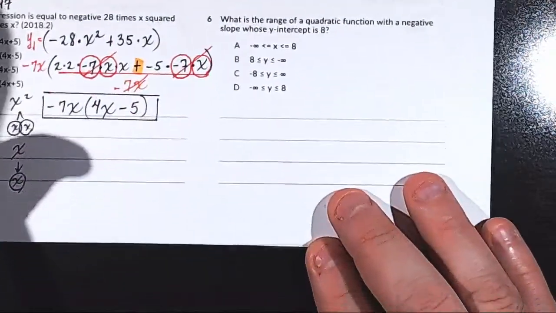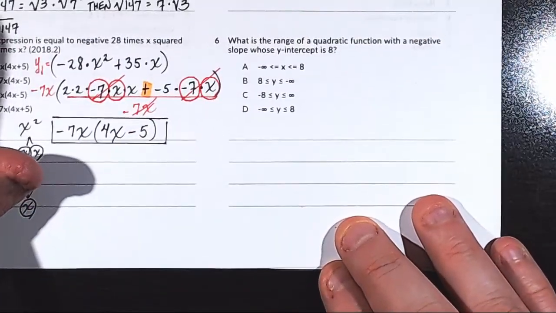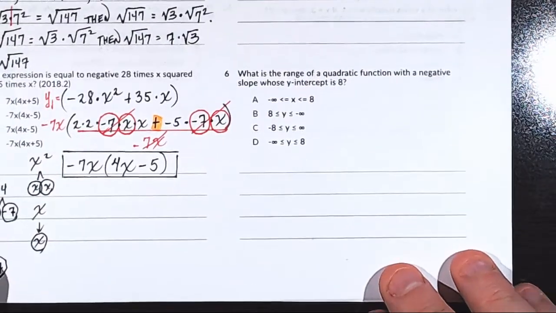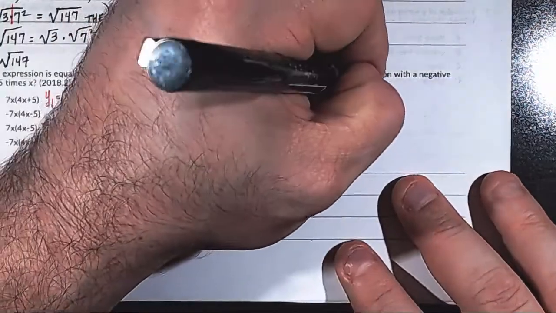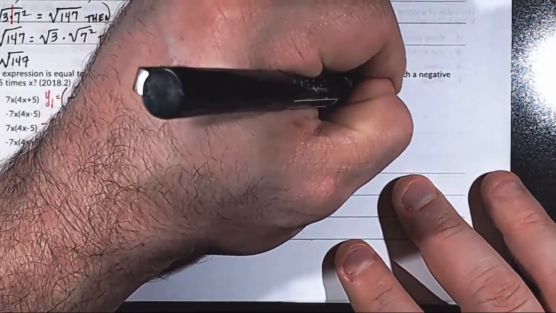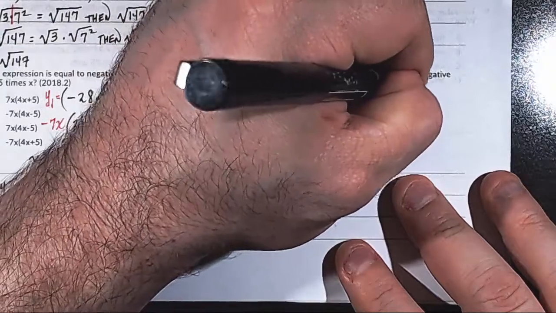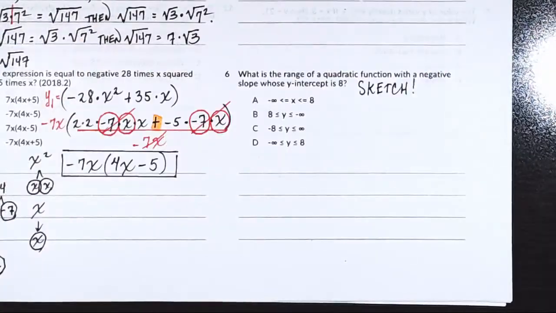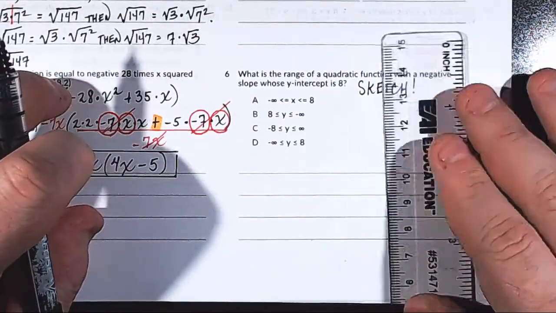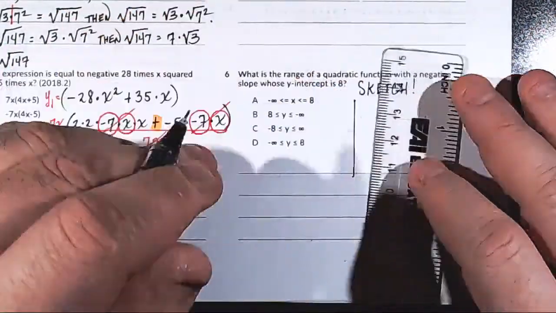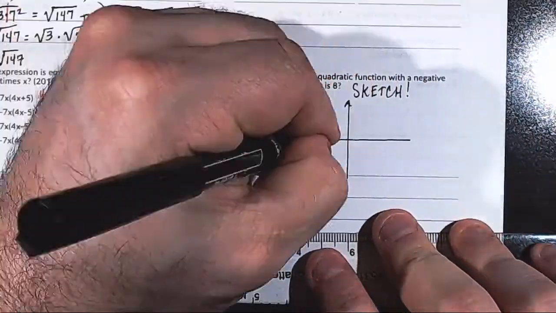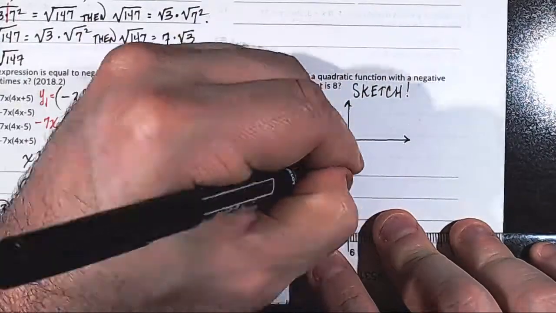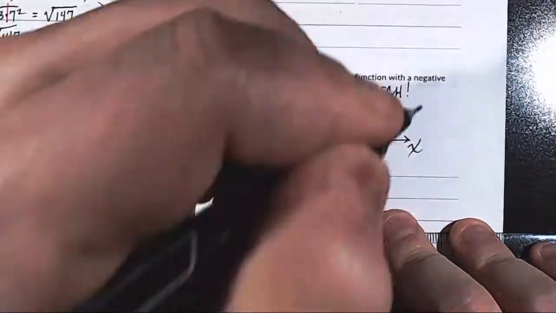Number 6. What is the range of a quadratic function with a negative slope whose y-intercept is 8? You must sketch. Okay, drawing is required. I'm thinking of a few students here who love to draw. This should be a fun problem. So create a coordinate plane here with your axes y and x.